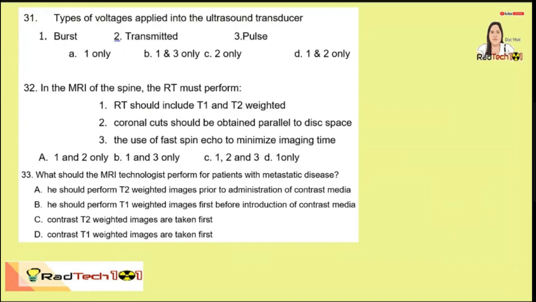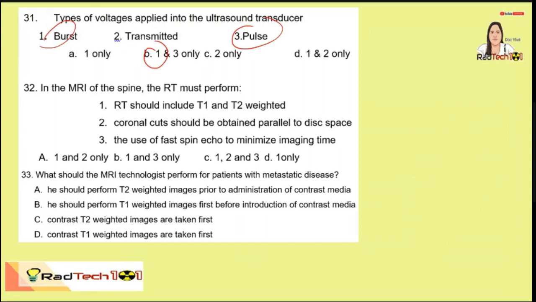31, types of voltages applied into the ultrasound transducer. The correct answer is 1 and 3. Burst and pulse voltages. So when we say burst voltage, it measures the system for high resolution contact resistance test. It is in a form of parang semiconductor siya. So 1 and 3 is the correct answer.